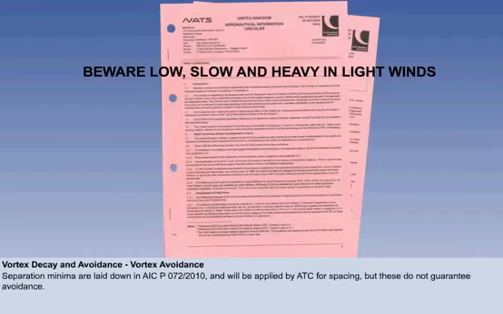The separation only reduces the likelihood of vortex encounter, and may decrease the severity of any effects if an encounter does occur. It is worth remembering that the most serious risks occur when following heavy large aircraft at low speed in light winds, and particularly when close to the ground.